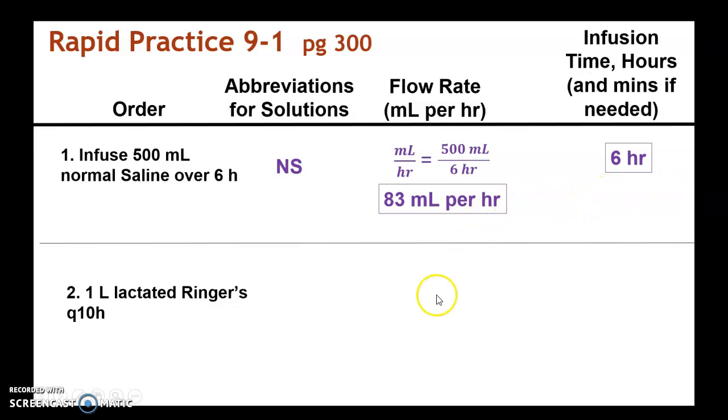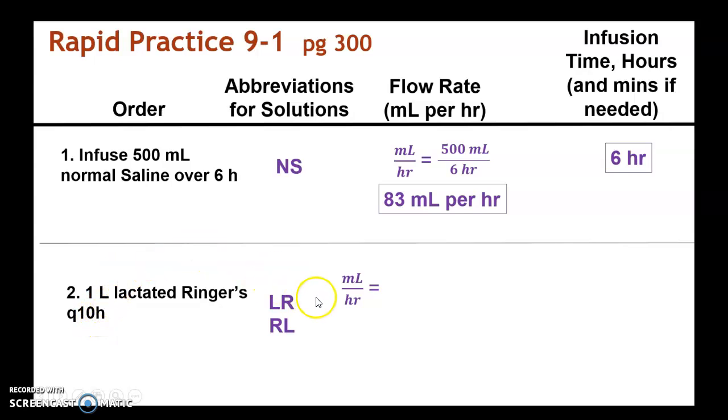Number two runs real similar. It tells us that we have 1 liter of lactated ringers every 10 hours. So the abbreviation for our solution is going to be this lactated ringers. Abbreviation for that is an LR, or sometimes you'll see them flip it and call it an RL. Sometimes they'll put slashes between the L's and R's. Any of that goes. Okay. Now, your flow rate is milliliter per hour, but this time they didn't tell us anything about milliliters. They told us 1 liter has to happen every 10 hours.